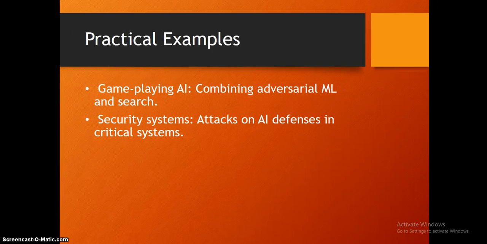Practical examples. In practice, we have game playing AI. Adversarial machine learning and adversarial search can come together, for example, in training AI for chess. Security systems. Adversarial attacks can target AI defenses in critical systems like fraud detection or facial recognition.